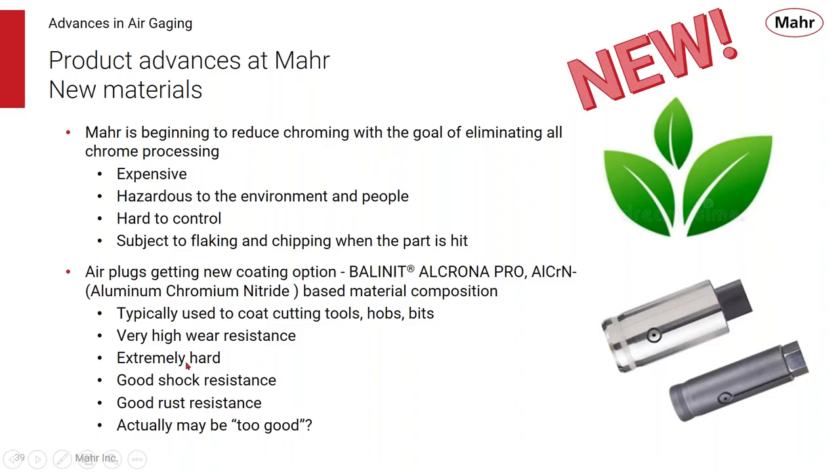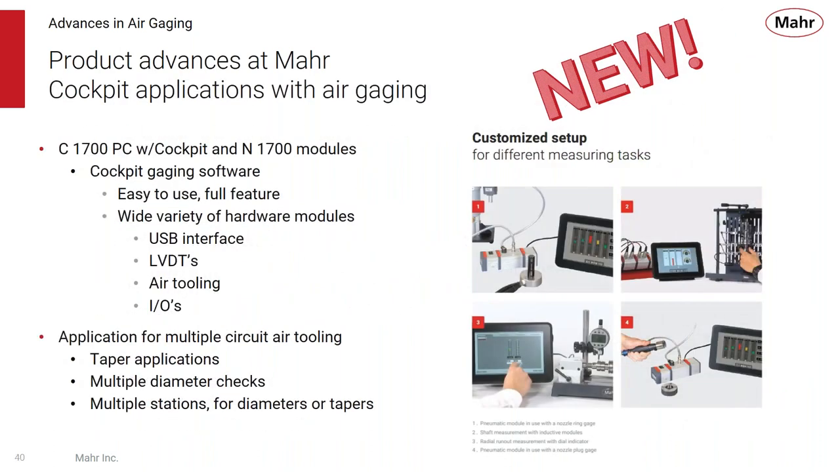It's extremely hard. It's beyond the normal hardness reference systems. It has very good shock resistance. It offers good rust resistance, so chroming is not needed for rust prevention. And really, it may be too good because it can make air plugs last far longer than they have in the past, even the chromed air plug. So this is a new process. It's standard. It's part of our configured air plugs now, and I think you'll see a great improvement in the wear characteristics of air plugs.